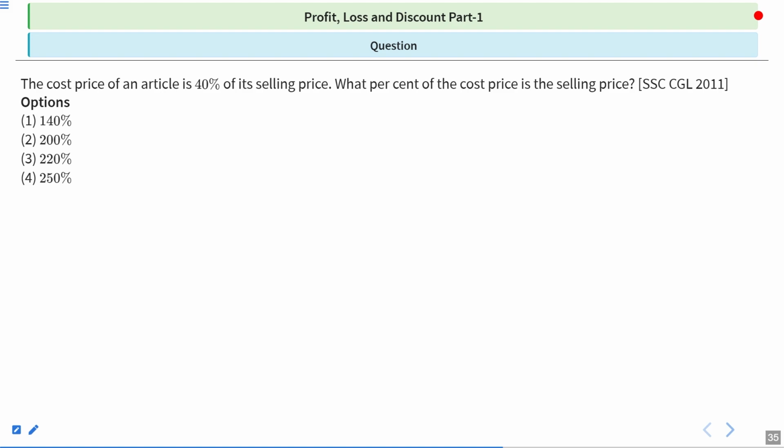The cost price of an article is 40% of its selling price. What percent of the cost price is the selling price? And this question was asked in the SSC CGL 2011 exam. Now there are four options. A is 140%, second is 200%, third is 220%, and fourth one is 250%. Now you have 10 seconds to solve this question. Your time starts now.